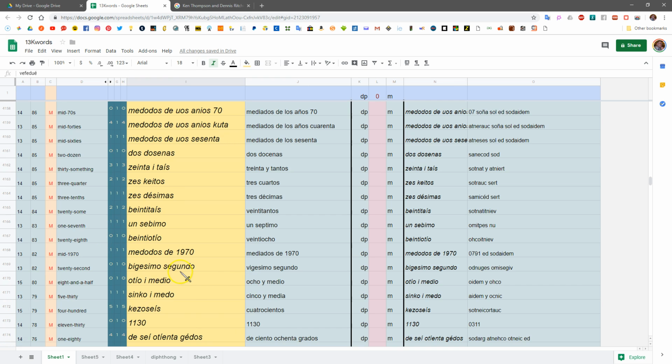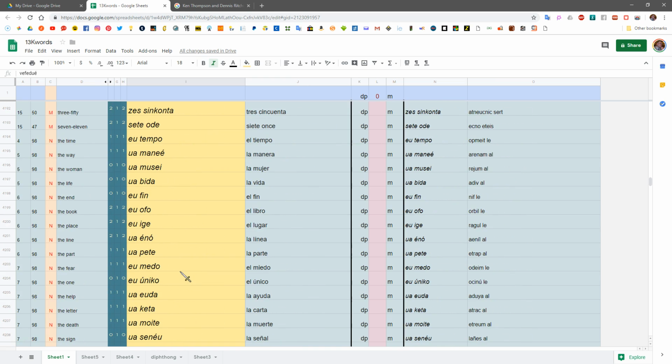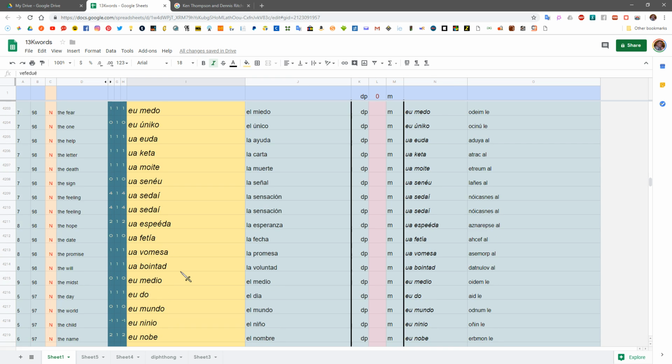Here, I'm getting back to the columns. M is numbers. N would be nouns. Okay, as you can see, eu would be the masculine definite article. Well, wa, the feminine definite article. But this is quite a change here. Wasadai.